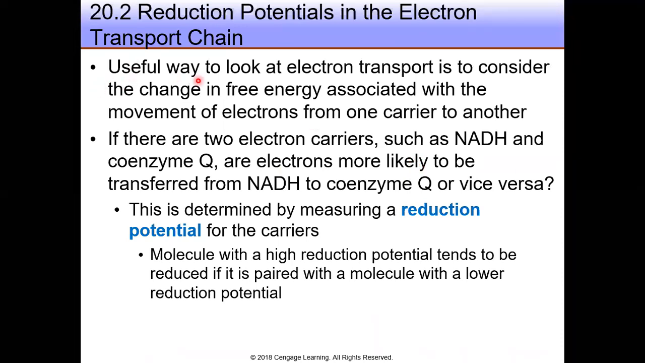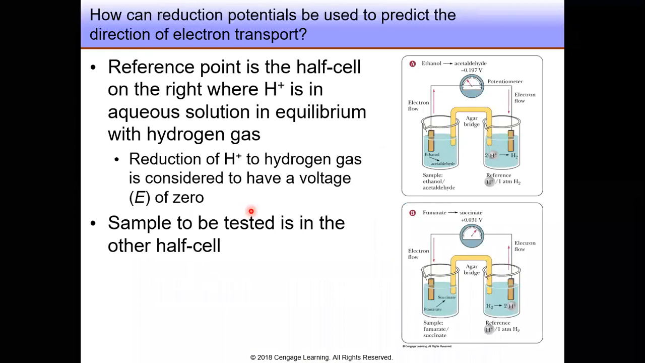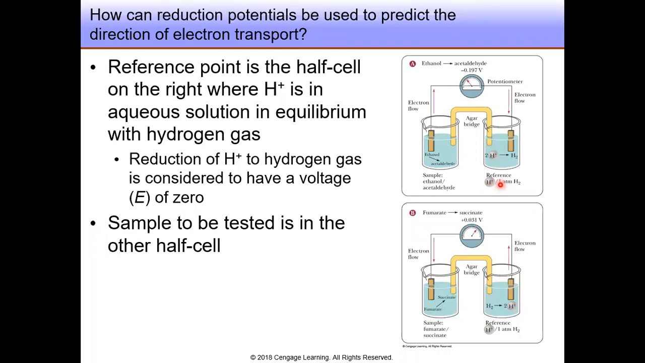So a useful way to look at electron transport is to consider the change in the free energy associated with the movement of electrons from one carrier to another, as I explained. So this is determined by measuring a reduction potential for the carriers. If we look at the next figure here, in A, on the right, we have the so-called reference cell. The reference cell is the half cell on the right, where hydrogen ion is in aqueous solution in equilibrium with hydrogen gas. Now, the reduction of hydrogen ion to hydrogen gas: 2H plus 2 electrons to give H2.